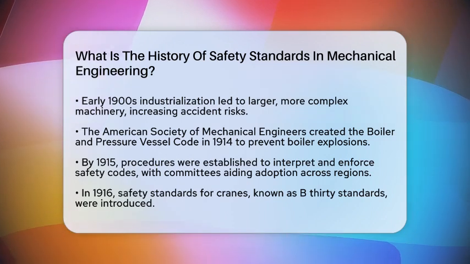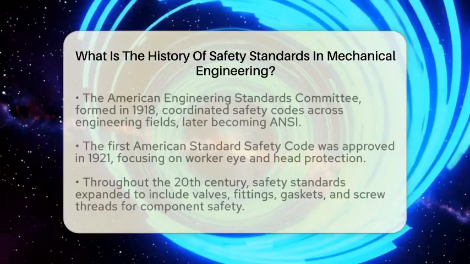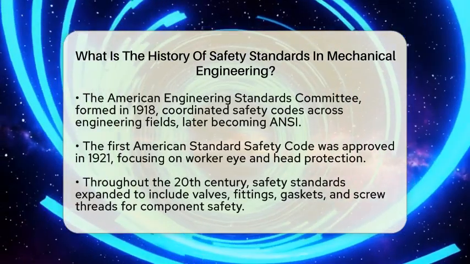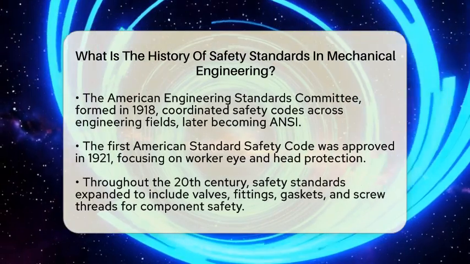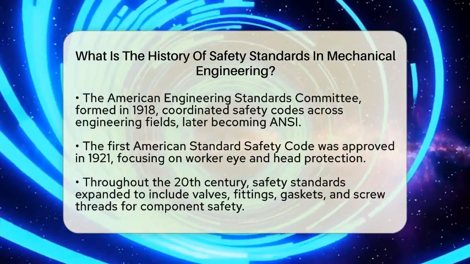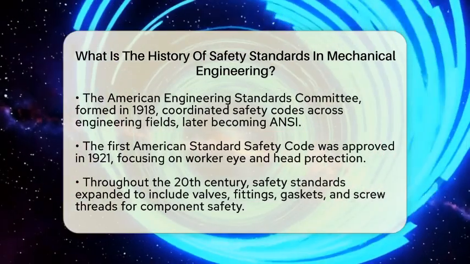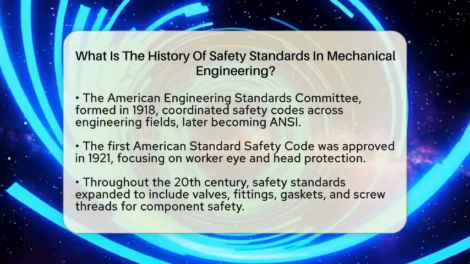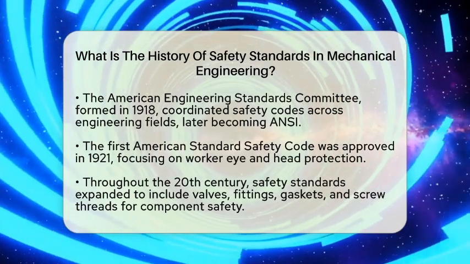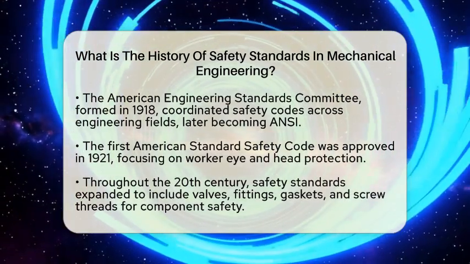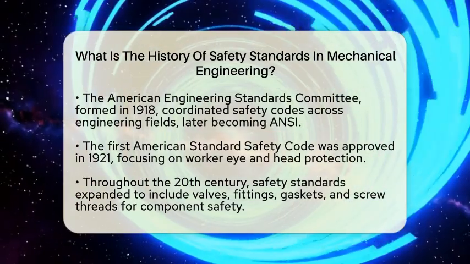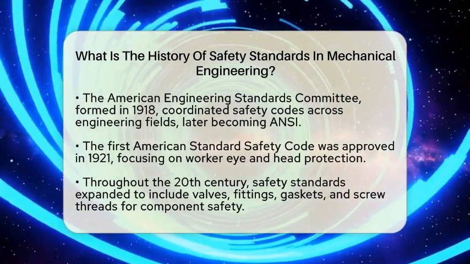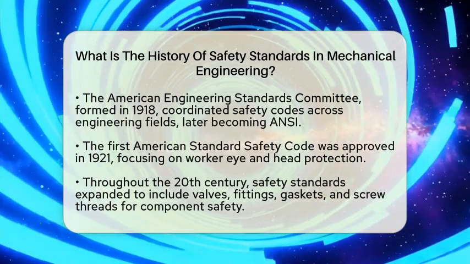By 1915, procedures were in place to interpret and enforce this code, and a special committee was formed to help states and cities adopt it. Around the same time, in 1916, safety standards for cranes were introduced, which later became the well-known B30 standards for crane safety. In 1918, the American Engineering Standards Committee was formed, which later became the American National Standards Institute.